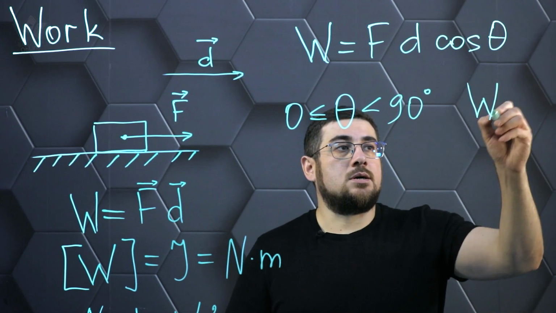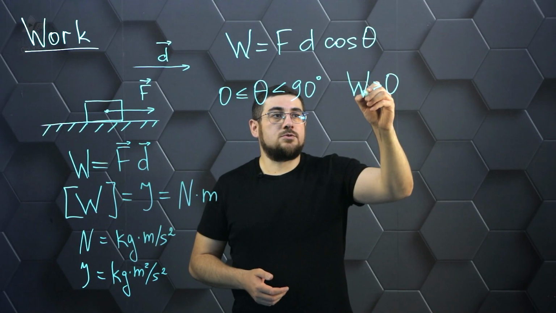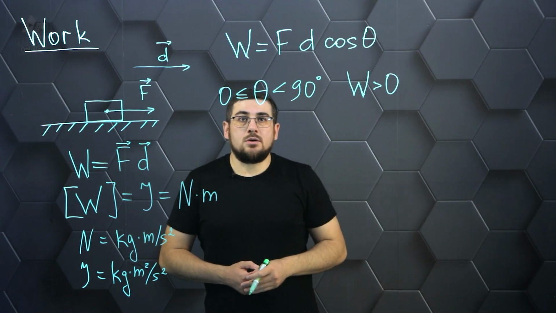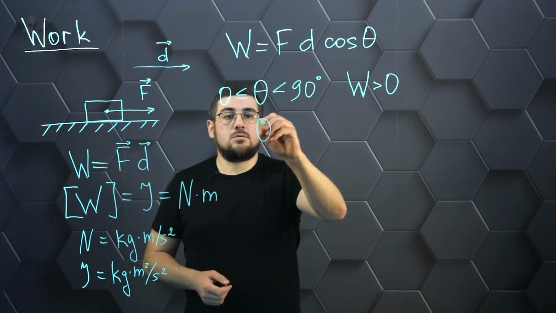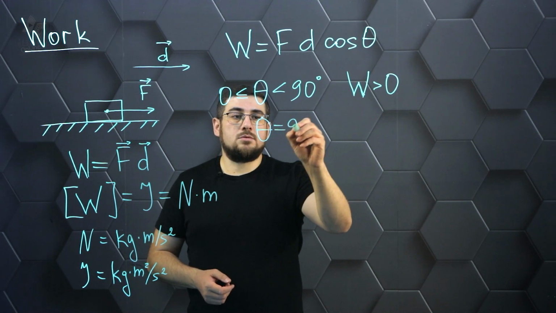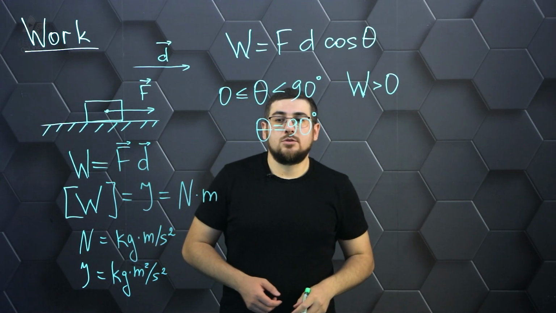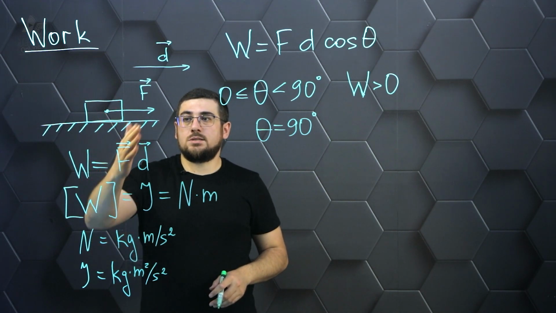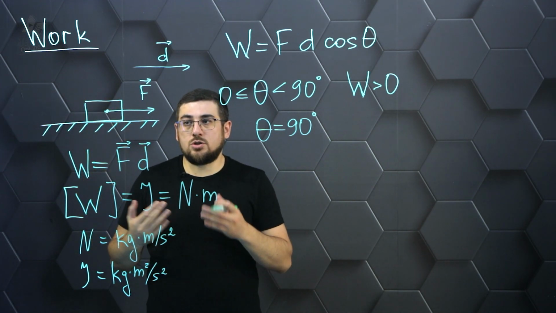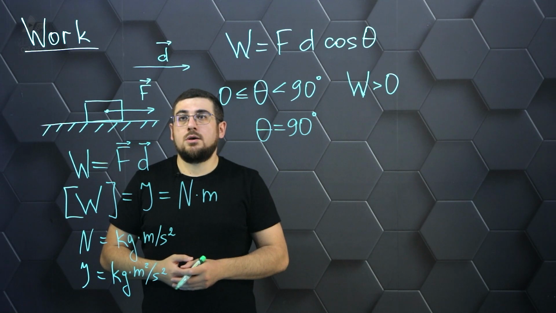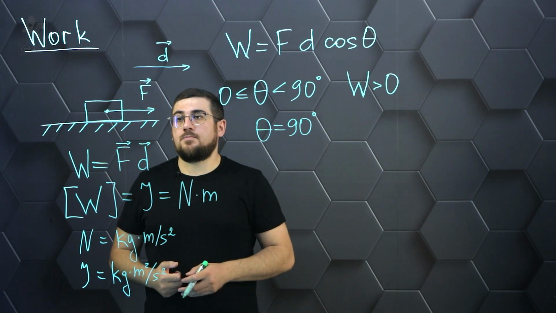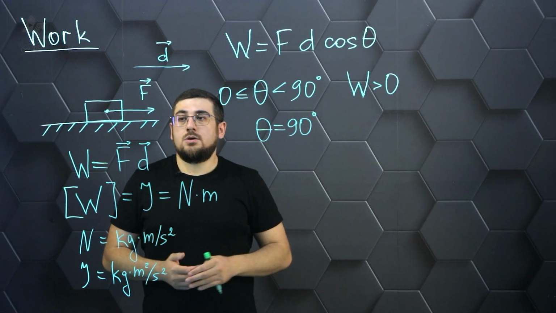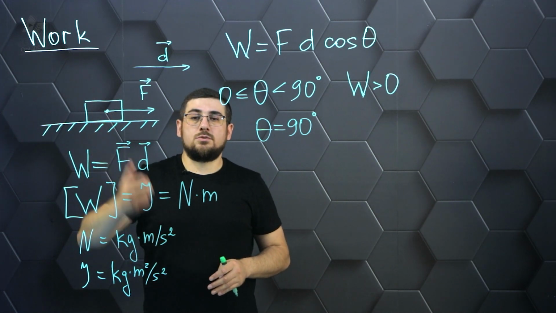And this is one of the situations that we may encounter while solving problems. Now, if the angle is 90 degrees, that is, the force acts perpendicularly to the displacement. So in particular here, for example, we can find exactly the force that acts perpendicularly to the displacement of this body.